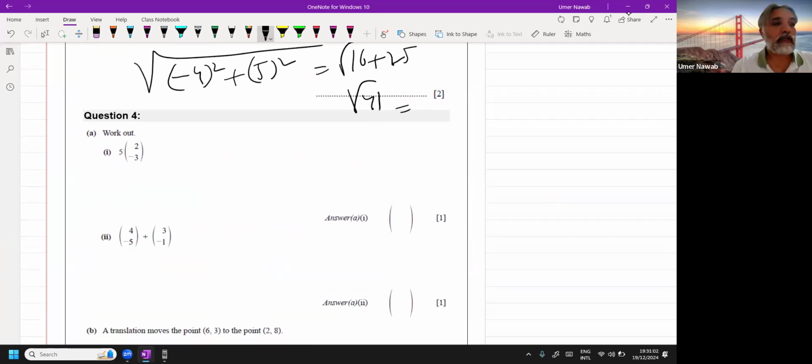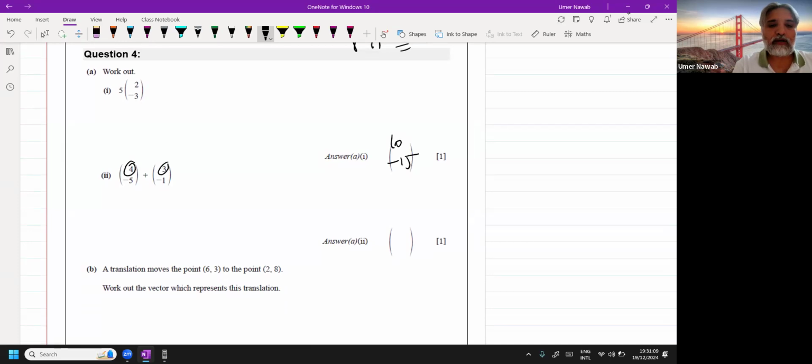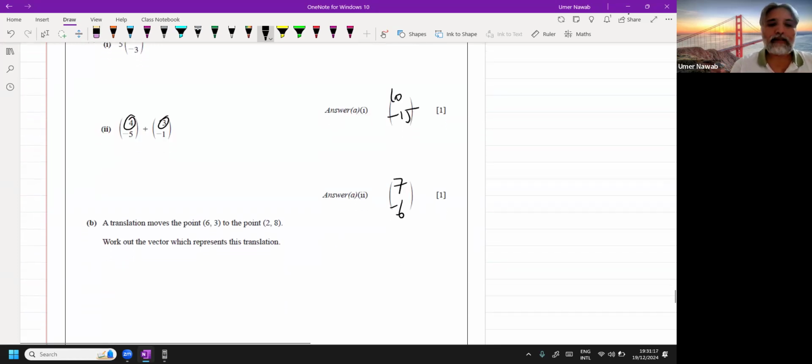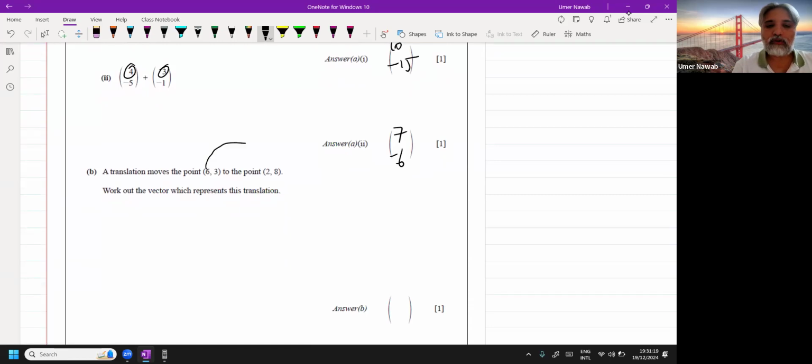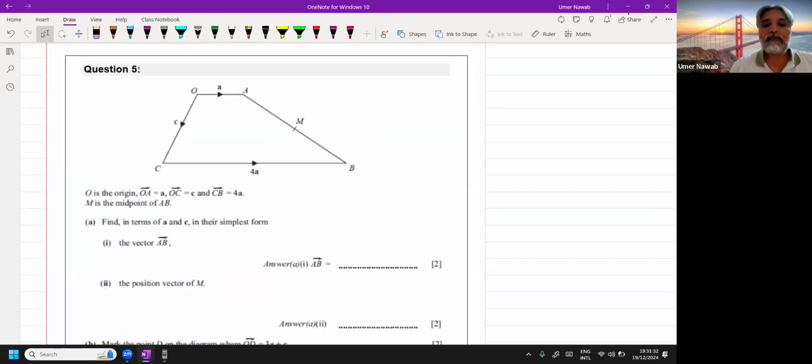Now 5 multiplies inside, I will get 10 and negative 15. When you simplify it, 4 will be added to 3, so it will give you 7, and negative 5 minus 1 is negative 6. Next, 6 has gone to 2, so it has gone 4 left, and 3 has gone to 8, so it has gone 5 up, so (-4, 5). Now, vector geometry: vector A plus B. I want this vector A plus B, so I'll use the indirect approach.